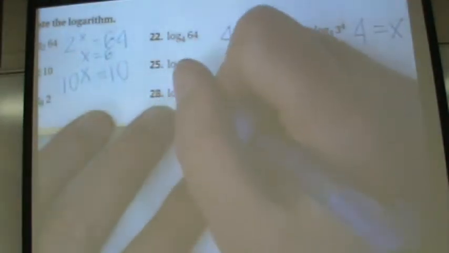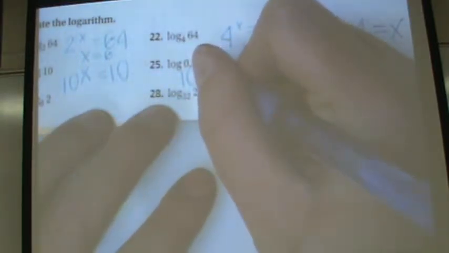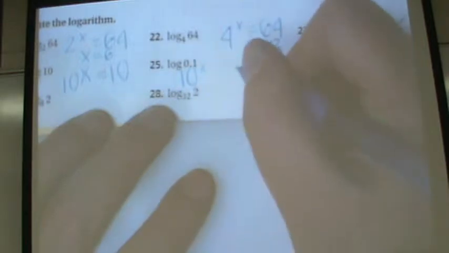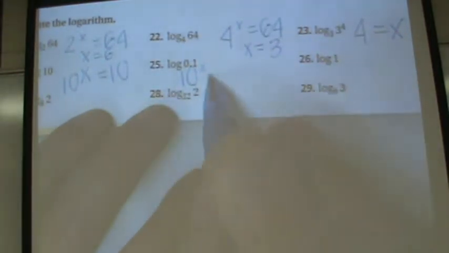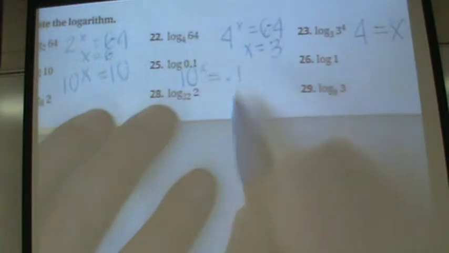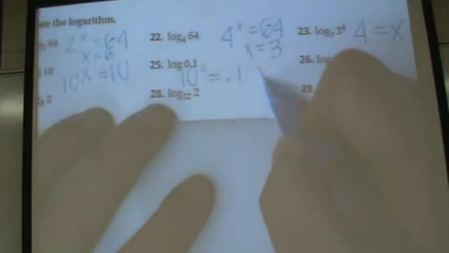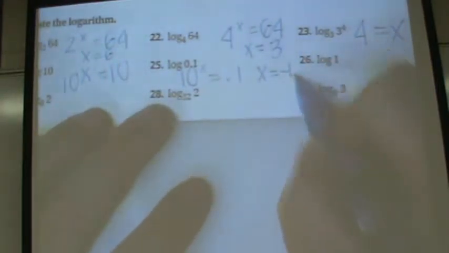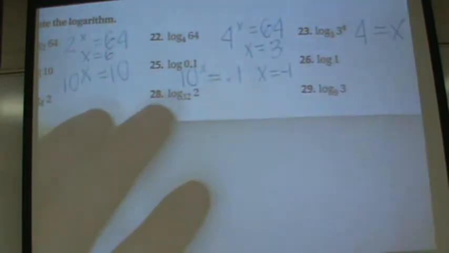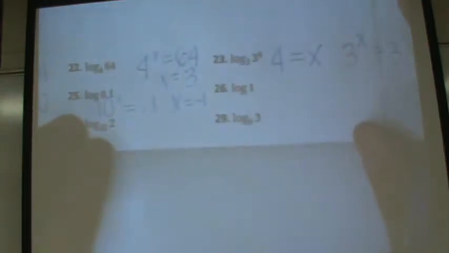Next one. 10 to what power? 10 to the x power equals 0.1. Now, what would you have to do? Can you move that 10 to the bottom? So x would be -1. You have to think of negative exponents. So 10 to the -1 power is 1/10, and 1/10 is 0.1.